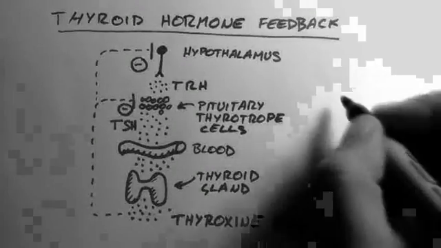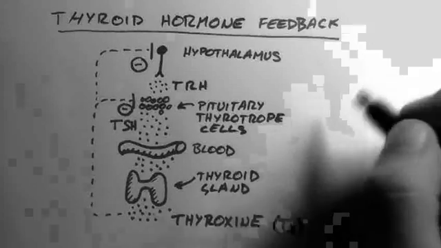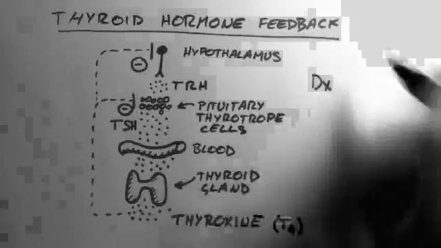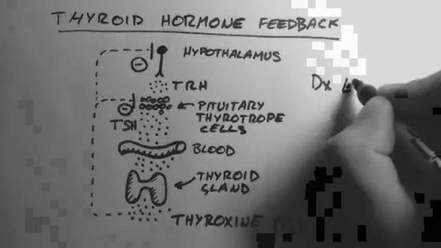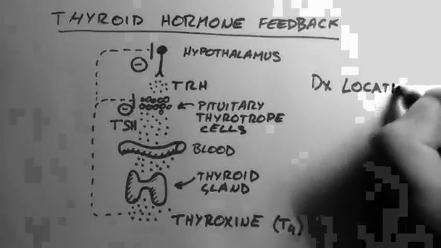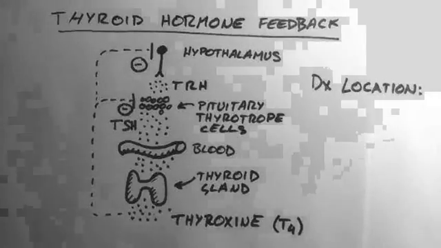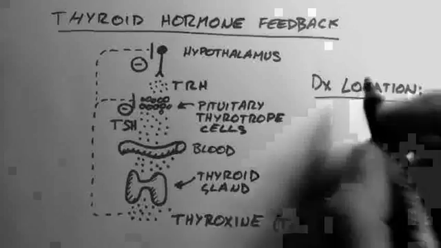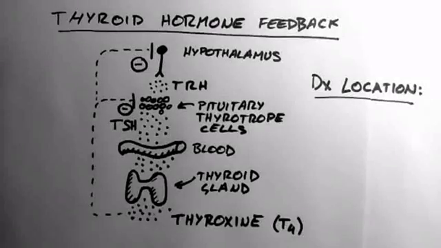Now this has important implications for the diagnosis of thyroid problems, as it's possible to diagnose the location of a problem depending on the blood levels of thyroxine and TSH. So I'll draw up a table with each of the possible situations.